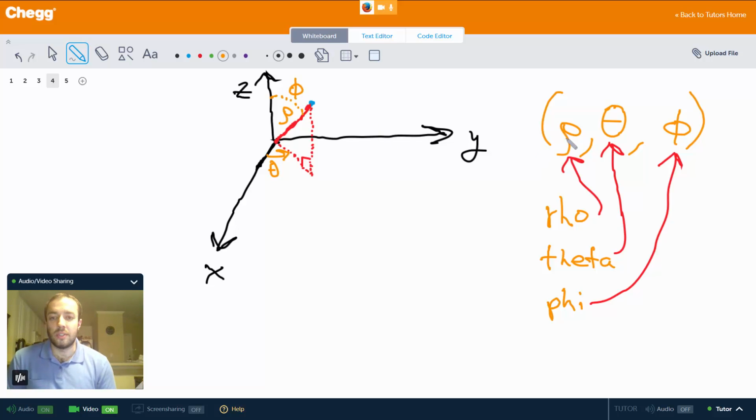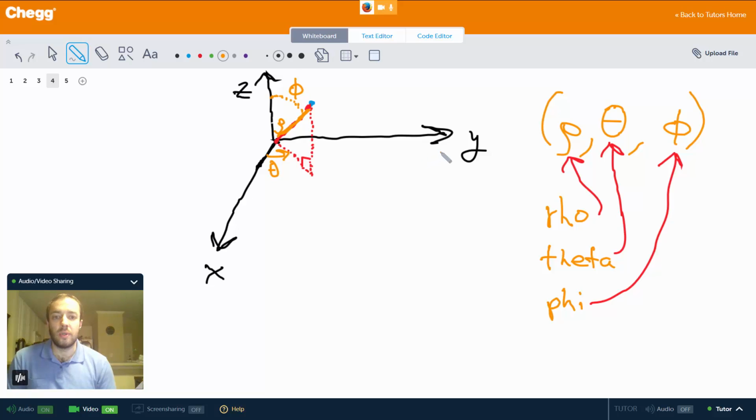So rho is a distance from the origin. Let me move this ever so slightly, make that eraser bigger, so that we can keep rho and phi a little bit further apart, so this isn't too confusing, hopefully. Okay, so this is rho right here. Rho represents this distance. Okay, and phi represents, again, the angle between the positive z-axis and the point. And theta represents the same thing it always has, the angle between the positive x-axis and the point. Okay, so that's how we express points in spherical coordinates.